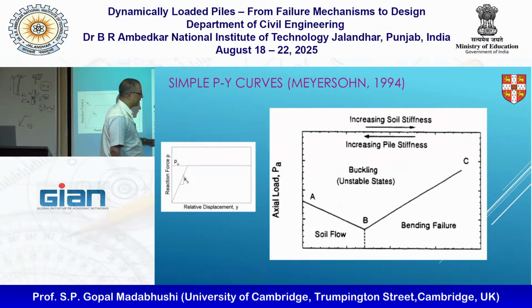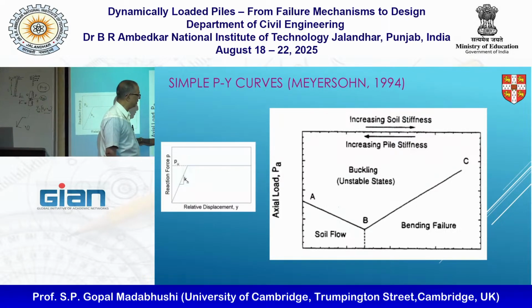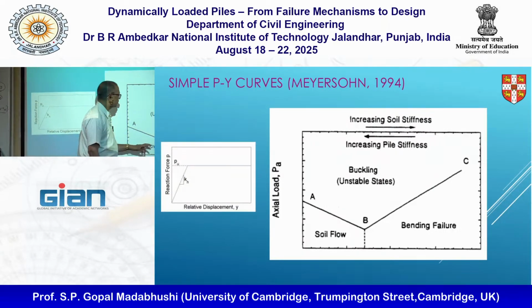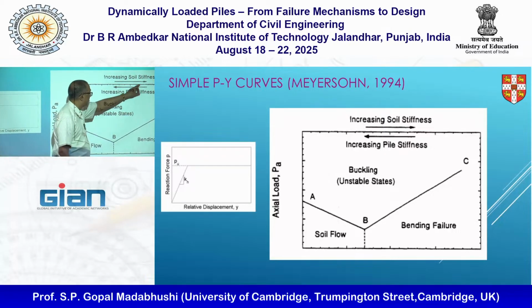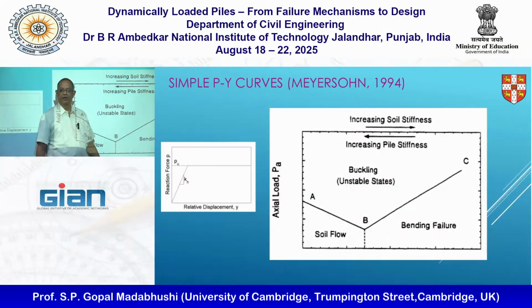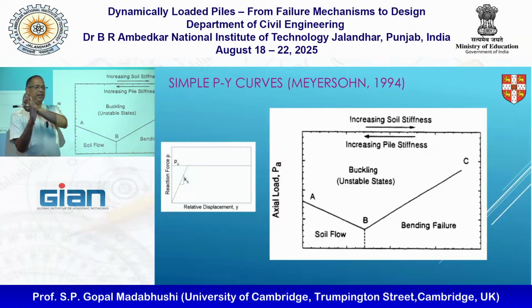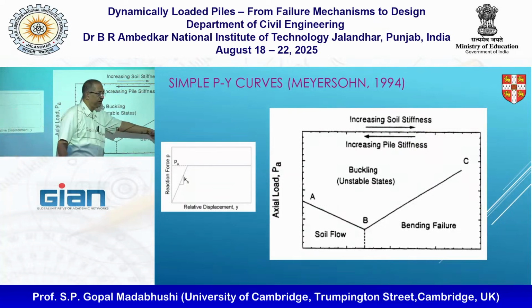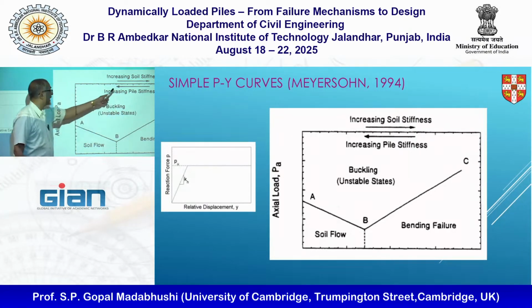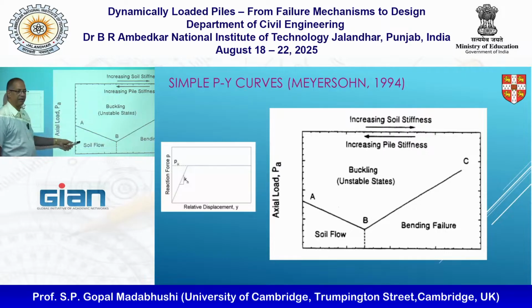When the axial load is relatively small, if my soil stiffness is big and pile stiffness is small, what will happen? The soil is stiffer, the pile is like a thin guy, he'll get bent. So here I will encounter bending failure. On the other hand, if my pile is very stiff and the soil is relatively weak, then I'll get more and more soil flow past the pile.